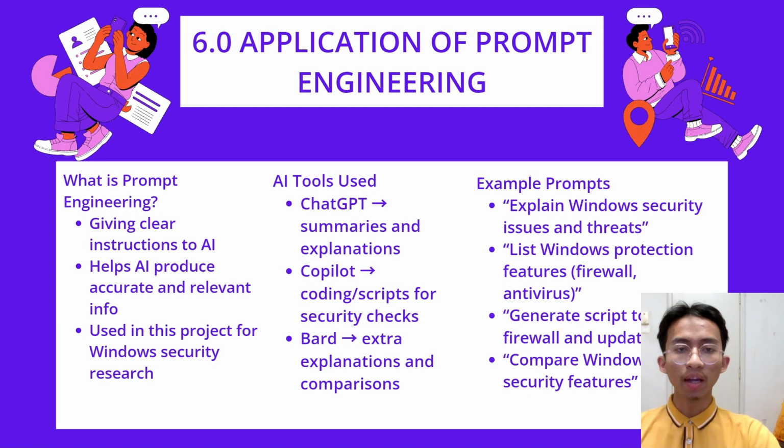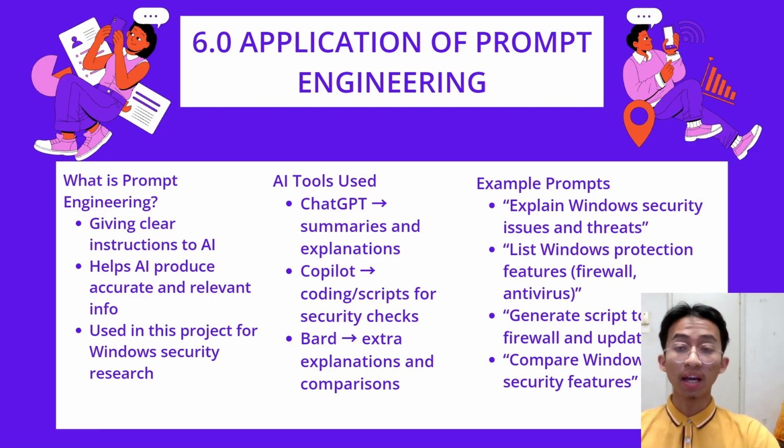Alright, for the next one, I will be explaining section 6.0, application of prompt engineering. So first of all, what is prompt engineering? Prompt engineering is a statement where we give clear instructions to AI. It is used to help AI produce more accurate and relevant information. Prompt engineering is also used in this project for Windows security research.